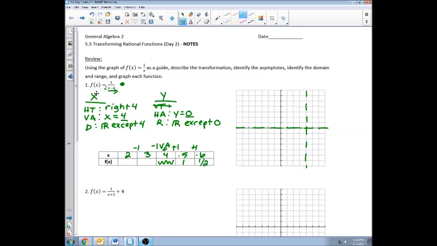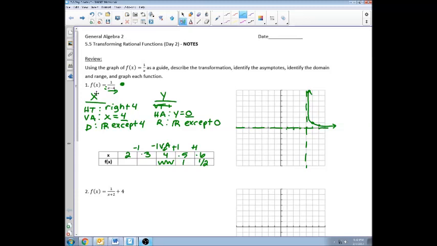Okay? Let's go ahead and plot those 2 points. I'm going to go to 5, which is 1, 2, 3, 4, and 5. Move up to 1. 6 would be the next one, and down to 1/2. Remember, when you graph this, I want to be as close to the asymptotes as I can without touching them or crossing over them.